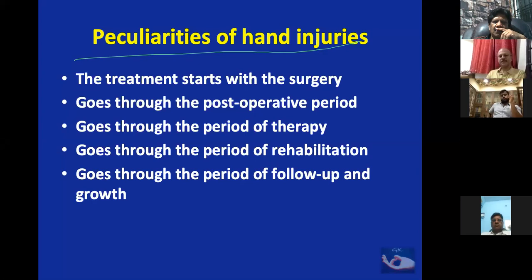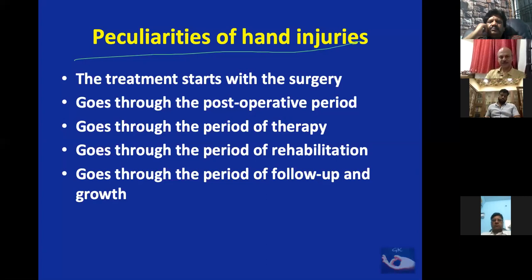The next is we need to go through the period of follow-up and growth. Now that is very important. You might have done an excellent surgery for a little child. What happens as the child grows? Is your surgery working through the growth of the child? For instance, if I do a skin cover for a child with an injury who has got a skin loss and I put a skin graft, beautiful, it settles very nicely. What will happen when the child grows? Will the skin graft grow with the child or will there be a contracture? If there is a contracture, how do I treat it? And to avoid that contracture, what should I have done? All these points should be considered when you are managing a hand injury.